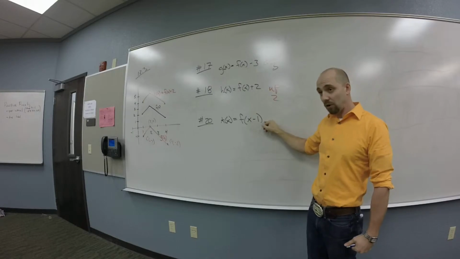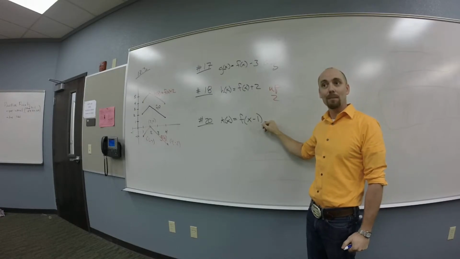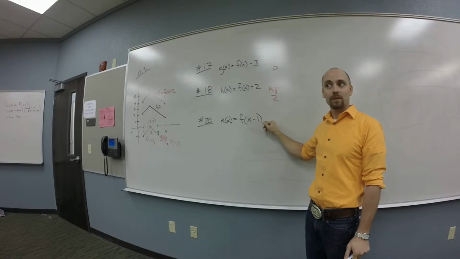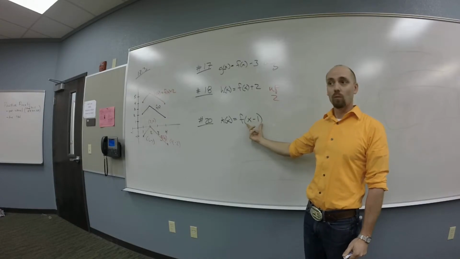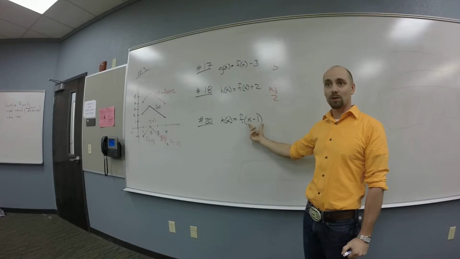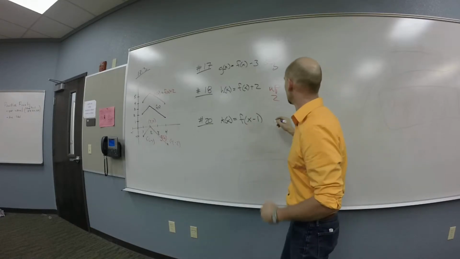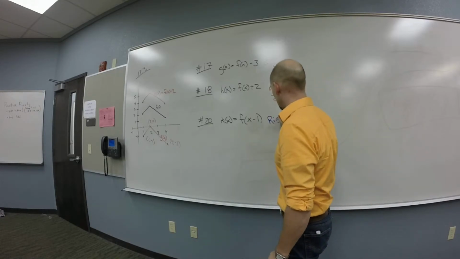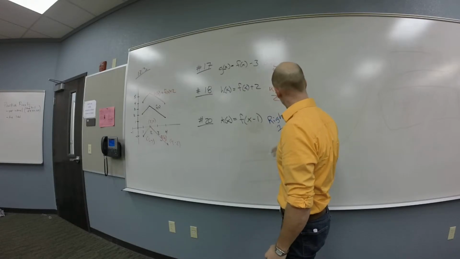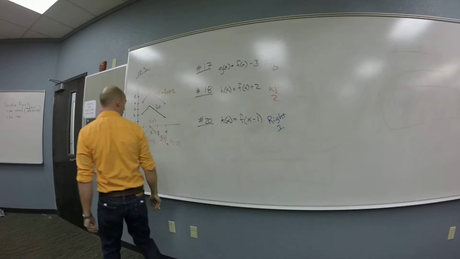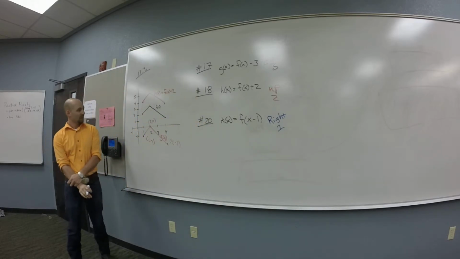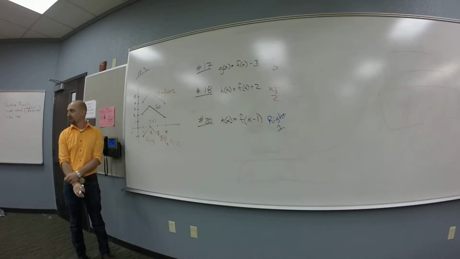This guy is a left or right shift because it's happening to the inputs, right? And this is right 1, because it goes kind of backwards from what you'd think. So if I'm going to shift this picture right 1, how do I do that?